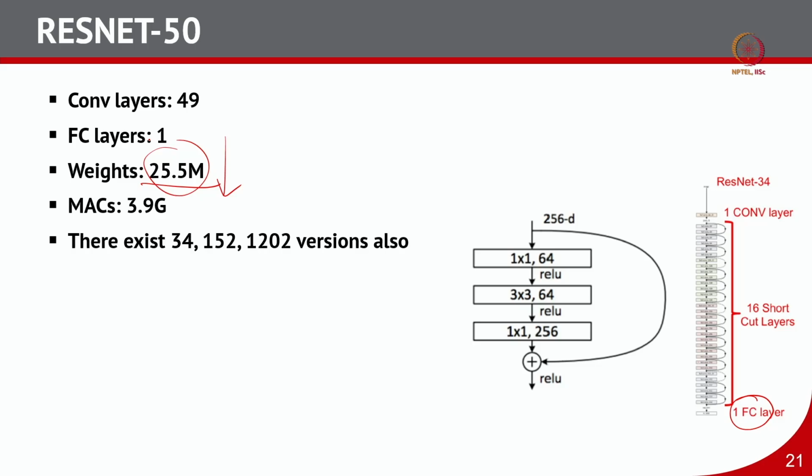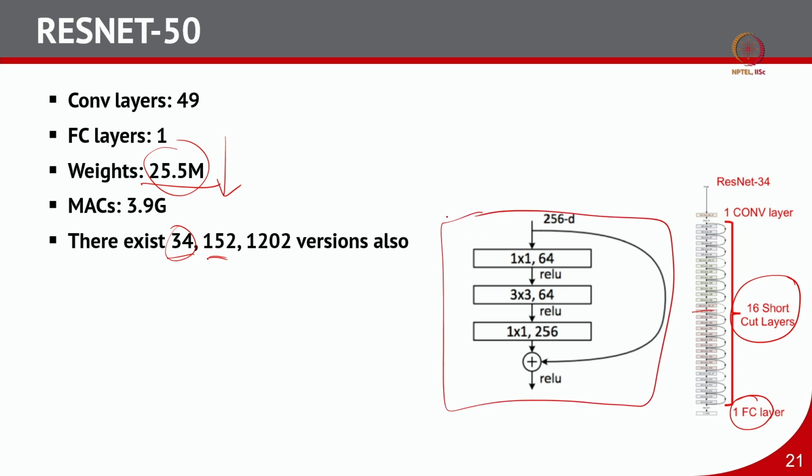As I was saying, there are other versions of ResNet like ResNet 34, which we already discussed, which is a variant of ResNet 50 itself. Then there are ResNet 152 and ResNet 1202 versions also. All these versions have just a different number of shortcut layers, but the structure of the shortcut layer is exactly the same in each version. Again, these shortcut layers are introduced to have better quality of training and to reduce the vanishing gradient problem, etc.